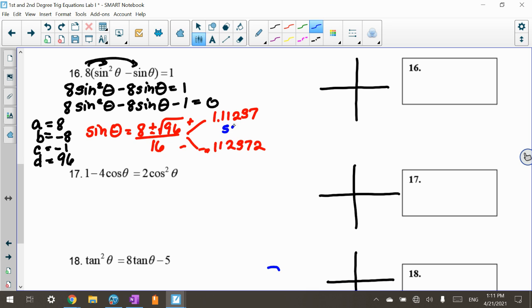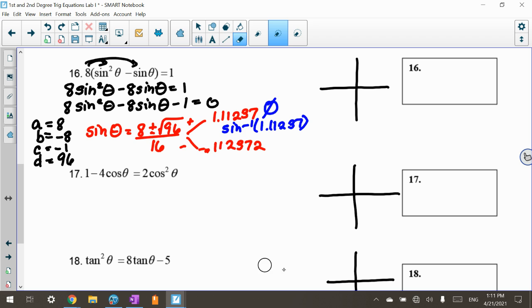So if I do the inverse sine of 1.11237, I get a big whopping error, undefined, because it's over 1. And if it's sine or cosine, if it's over 1 or less than negative 1, then it doesn't exist. So that's good to know. Now this one right here is negative.